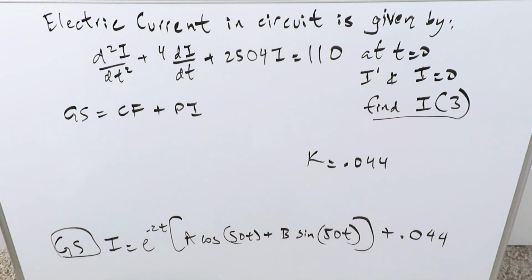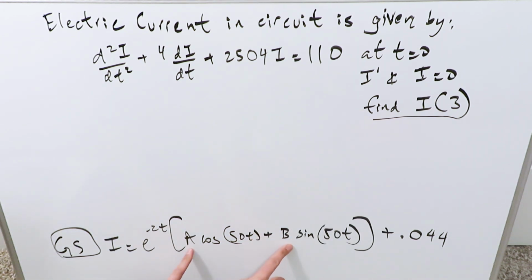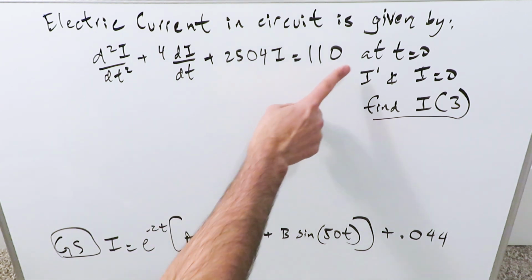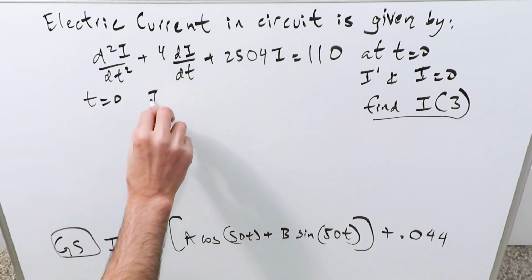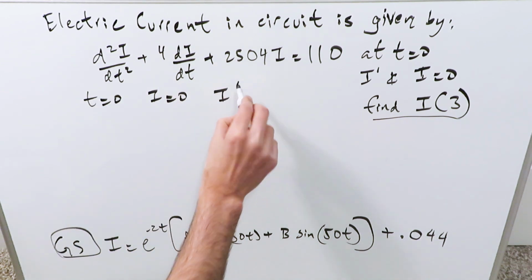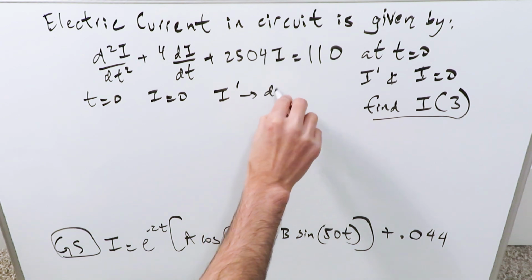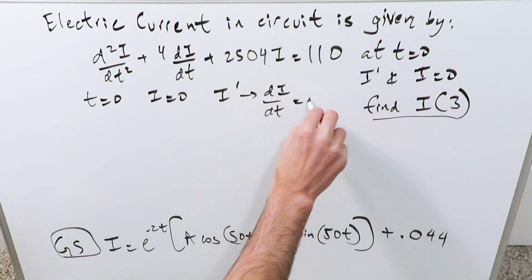Now let's look here at our question. Our question says to find the current at time 3 seconds, but we still have these constants here we have to do something about. We need those values. So how can we do it? Look here at your boundary conditions. At time t equals 0, you have a current which is equal to 0, but you also have a first order derivative, which you can say as di over dt, which is also equal to 0.